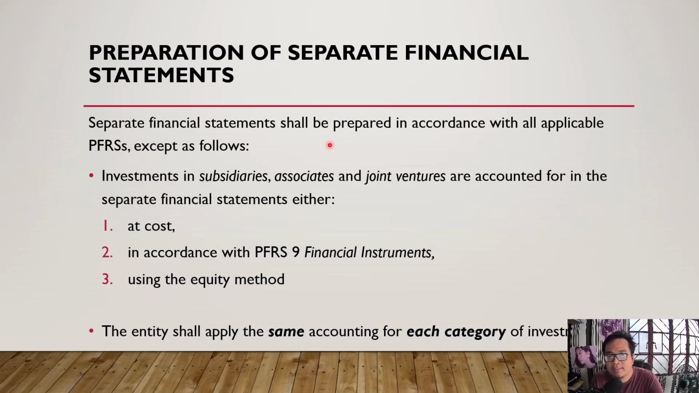Separate FS shall be prepared in accordance with all applicable PFRS except as follows. Investment in subsidiaries, associates, and joint ventures are accounted for in separate statements either at cost in accordance with PFRS 9 Financial Instruments or using the equity method. The entity shall apply the same accounting for each category of investment.